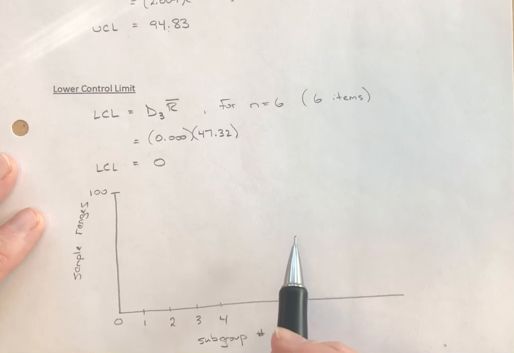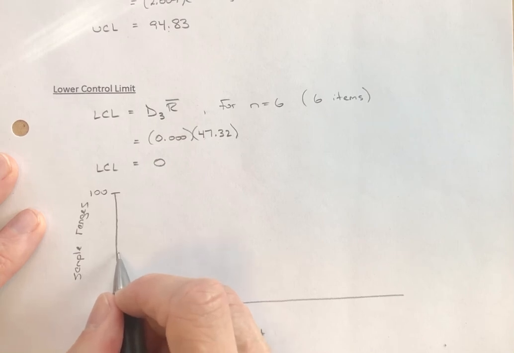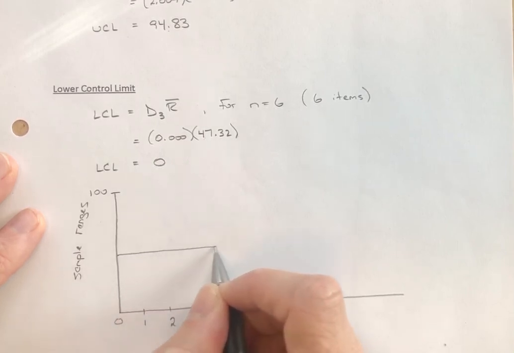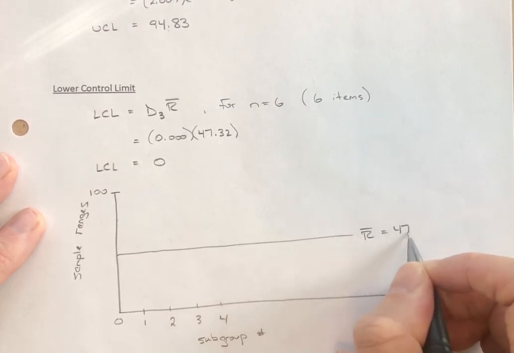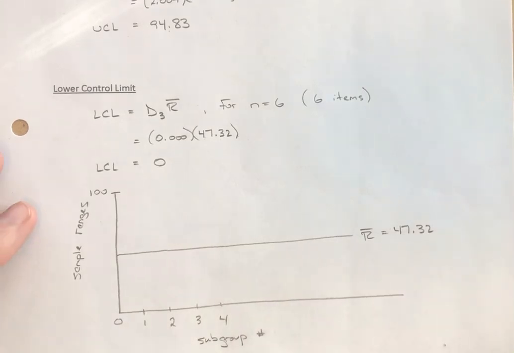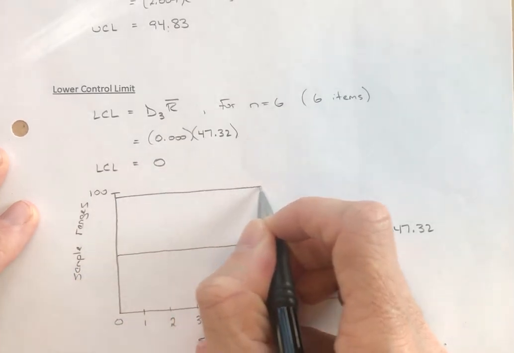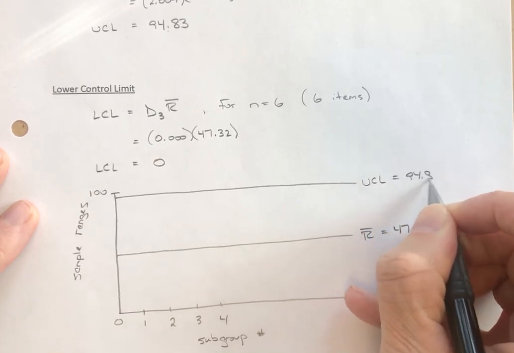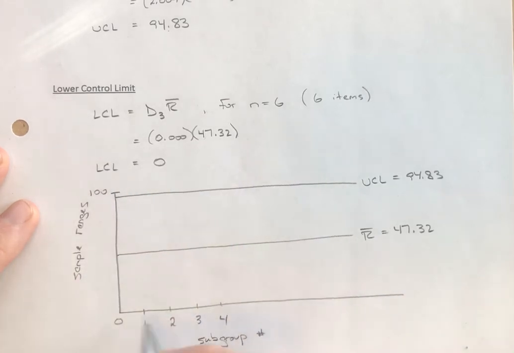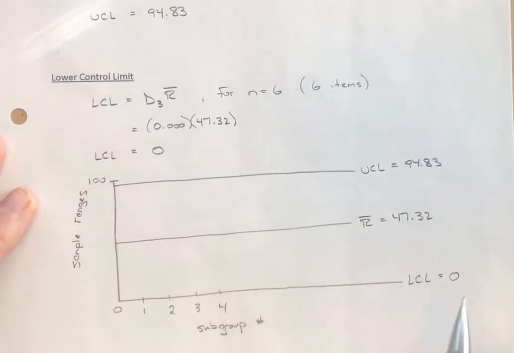So what was our R bar? Our R bar, our central line, is at 47.32. So I'll put 47.32 right about here. So this is your R bar, which equals 47.32. That is the central line. The upper control limit is 94. So I'll come up to here, and this is just an approximation. Our upper control limit is 94.83. Our lower control limit is 0. So that's right here. Lower control limit is equal to 0. And so we'll plot our points in here.